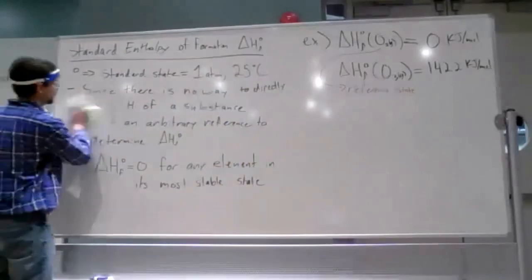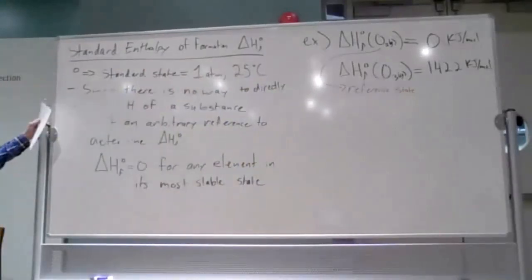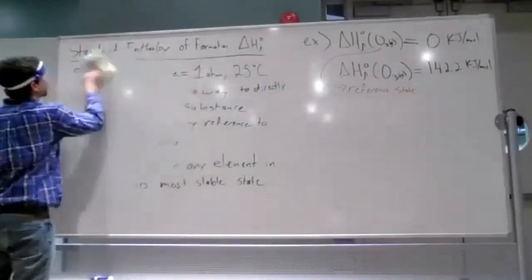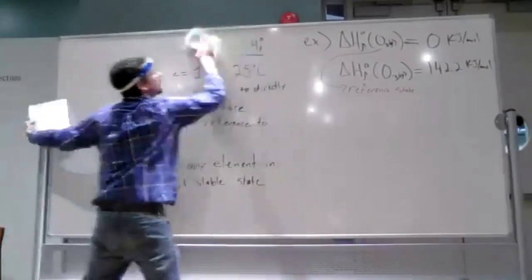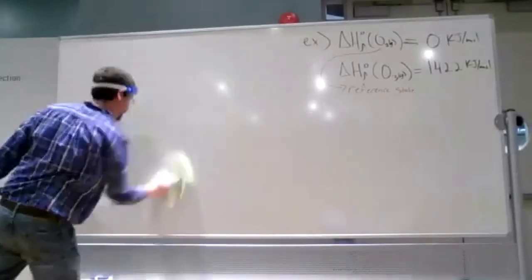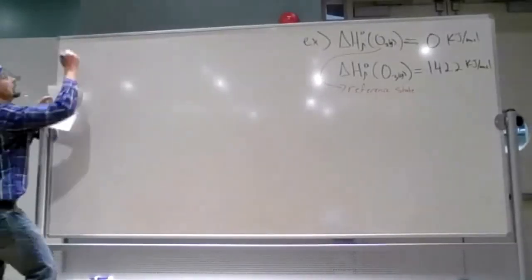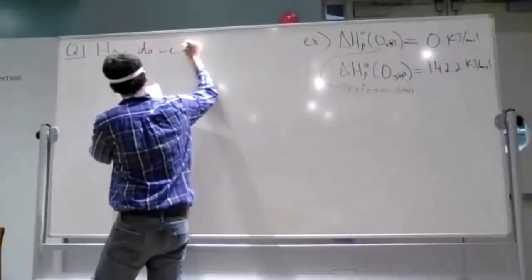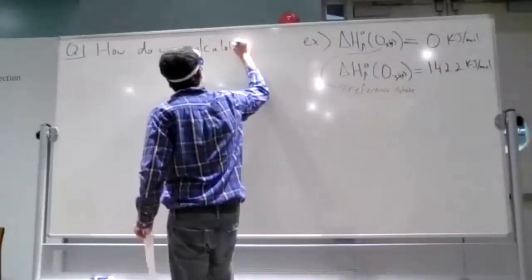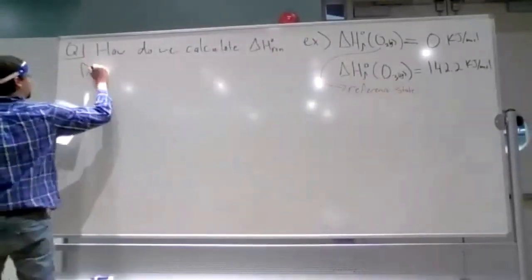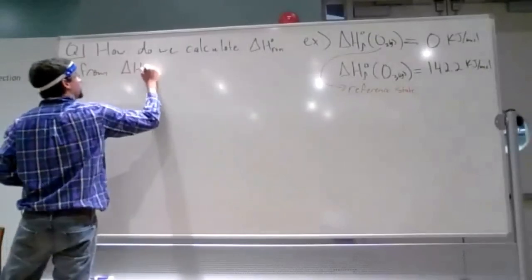Okay. So now, let's ask the question, how do we calculate this thing? It would be nice to be able to, we can look them up, but let's say we run into something we can't look up. How do we calculate this? So there are a couple different ways to do this. Question. How do we calculate standard heat of reaction from these heats of formation?